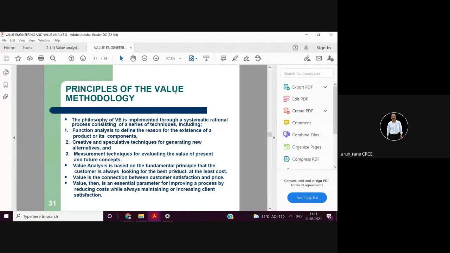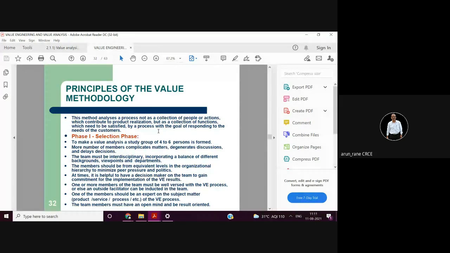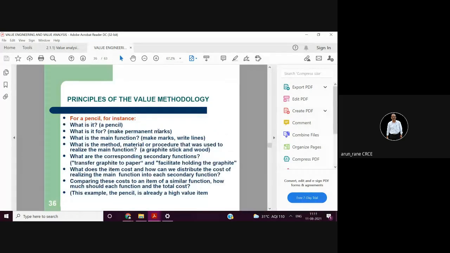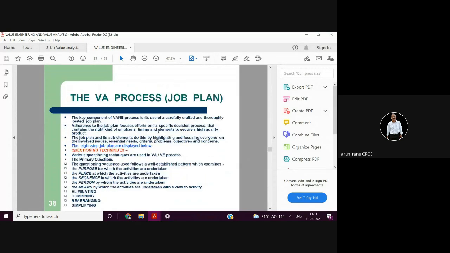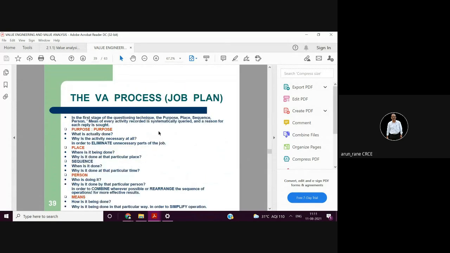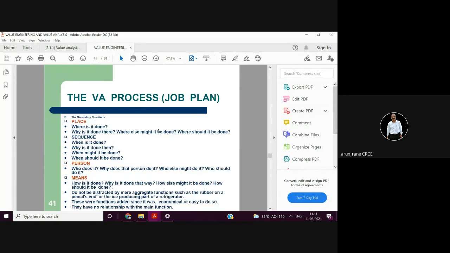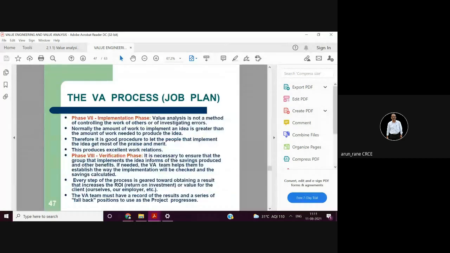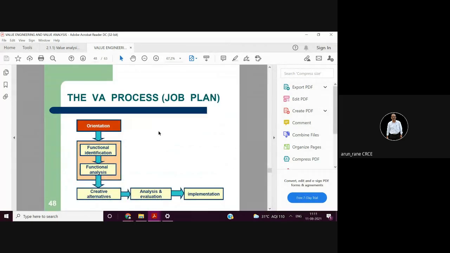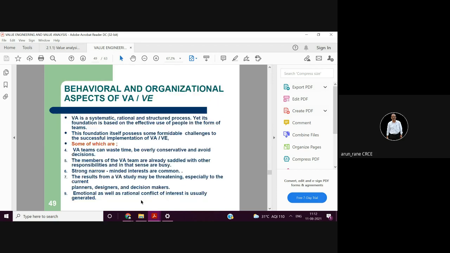Okay, so this presentation is very exhaustively prepared. Let us see just 1 or 2 minutes. Some examples of the pencils have been given here. FAST is important here. That is, this functional analysis. That is functional identification, functional analysis, alternatives, analysis and evaluation, and implementation.